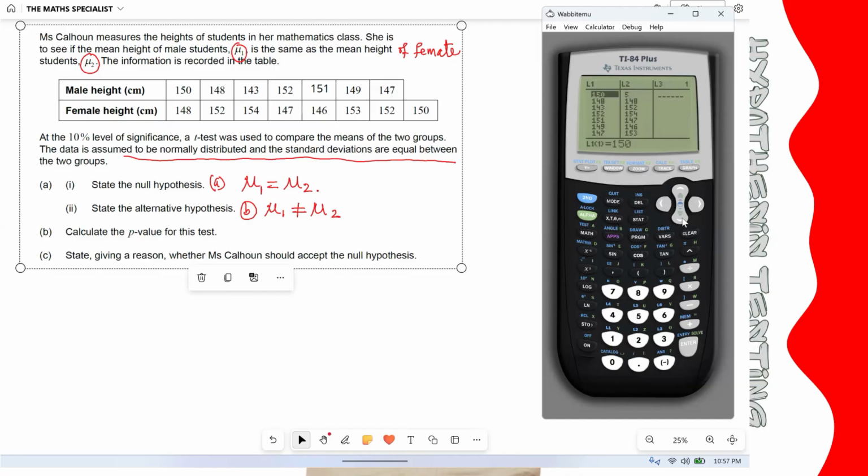We are going here to start, then we are saying edit. Okay, then we plug in our values of L1. Here it is 150, 148, 143, 152, 151, 149, 147. And also the female height should be plugged in. The female height, it starts with what?